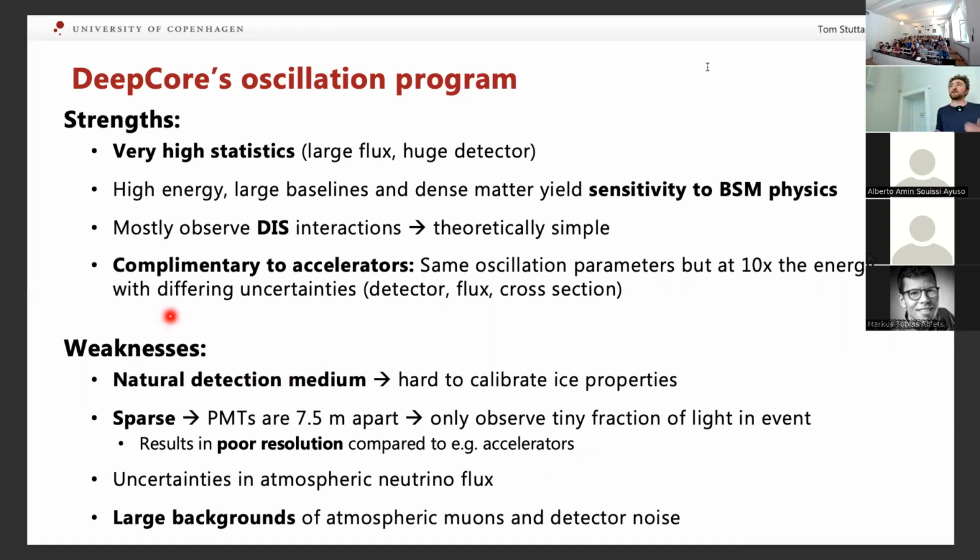Secondly, we have very high energies. We have very large baselines. There's dense matter in the Earth. And so this provides sensitivity to a lot of different BSM oscillation scenarios. So as well as probing the standard oscillation model, IceCube is particularly good at searching for deviations from that and potential new physics scenarios. We mostly observe these deep inelastic scattering interactions I mentioned before. These are very theoretically simple compared to quasi-elastic and resonant cases at lower energies. And it's nice to make these measurements at energies different to accelerators where the theoretical uncertainties are very different. So if you get agreement between those two different types of experiments, it's very persuasive that you have the right model.